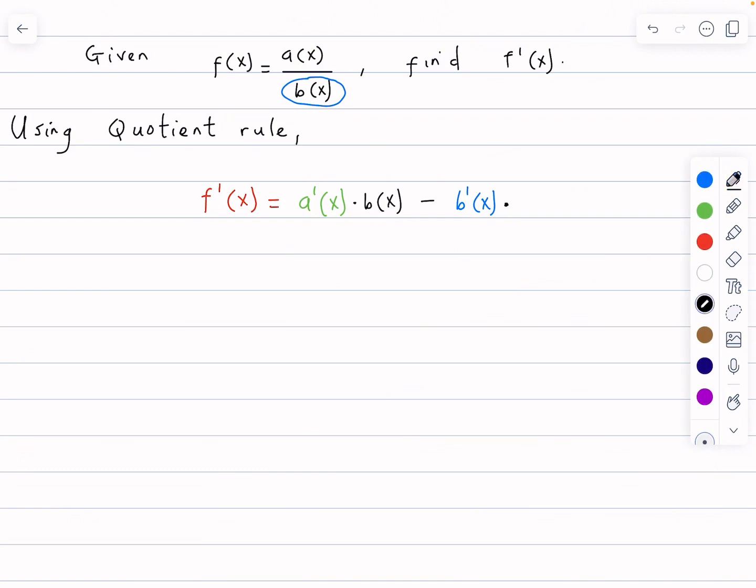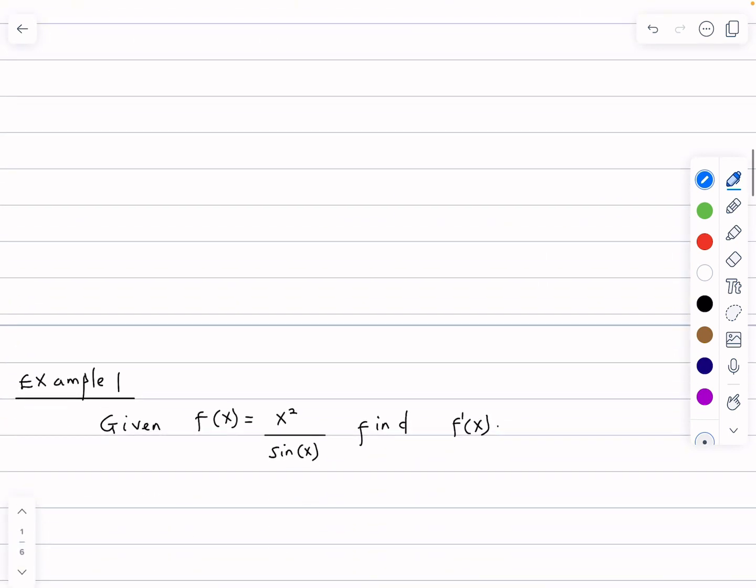You keep the numerator just the way it is. So it's going to be times a of x. Then everything divided by the denominator squared. So the denominator is b of x, so you have b of x all squared. So that's the quotient rule. Okay, let's quickly take an example.